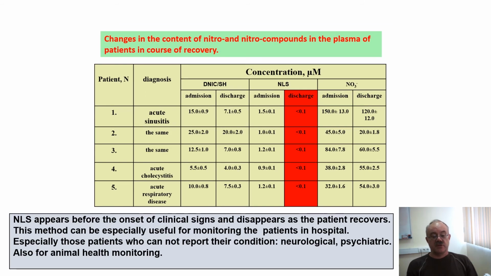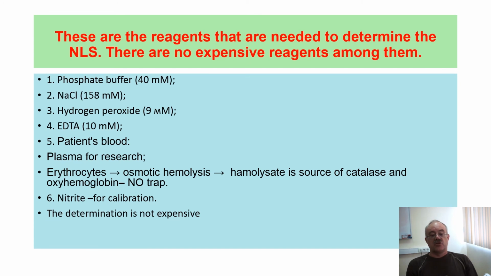Nitrite-like substance appears before the onset of clinical signs and disappears in the course of recovery of the patients. These are the reagents that are needed to determine the nitrite-like substance. There are no expensive reagents among them.